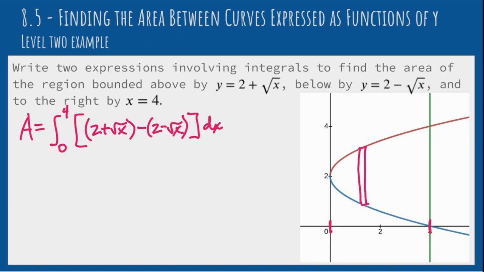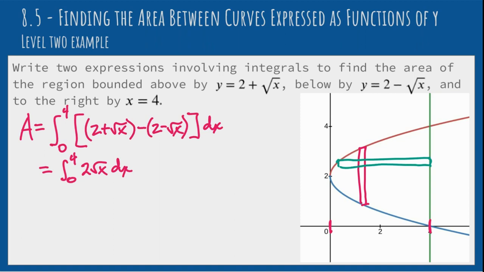Even though we're not going to evaluate this, I'm going to go ahead and simplify this expression because it would be a lot easier to evaluate if we do. So this is going to be equal to the integral from 0 to 4 of, the 2's are going to cancel each other out, and so it ends up being just square root of x minus the opposite of square root of x, which is 2 square root of x, with respect to x. Not a bad integral to evaluate. We can write that as 2x to the 1/2, and then using the power rule, we can take the antiderivative of that pretty easily.